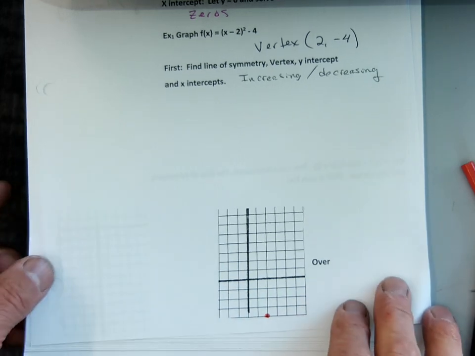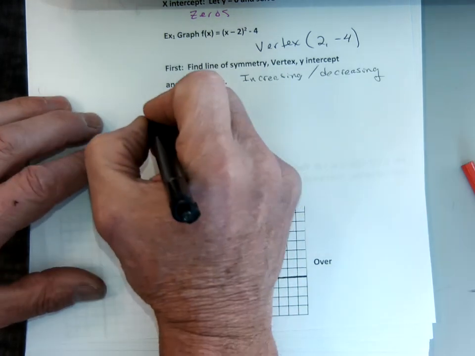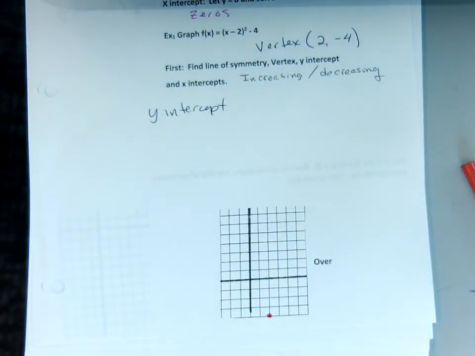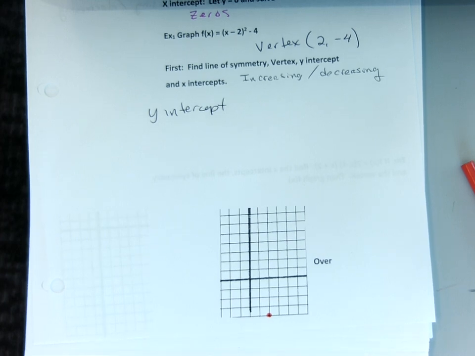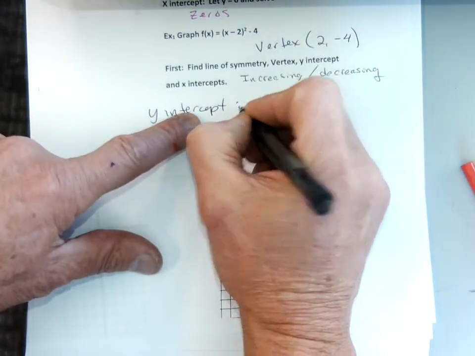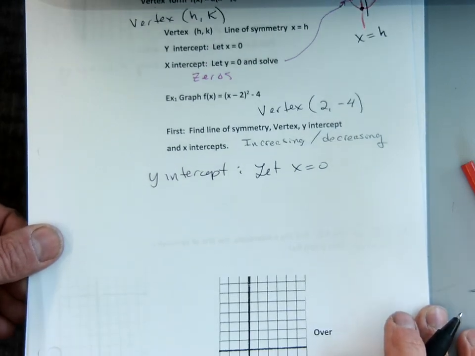It has a y-intercept. I want to give you the formulas, because this one's actually really easy, but they're not always easy. So think about it. If I drew a y-intercept, what's the x value on a y-intercept? What's the x value? Zero. So if I plug in zero, I will always get the y-intercept, okay? So what we're going to do is this. If we let x equal zero, we'll get the y-intercept, right? So I'm going to do that.